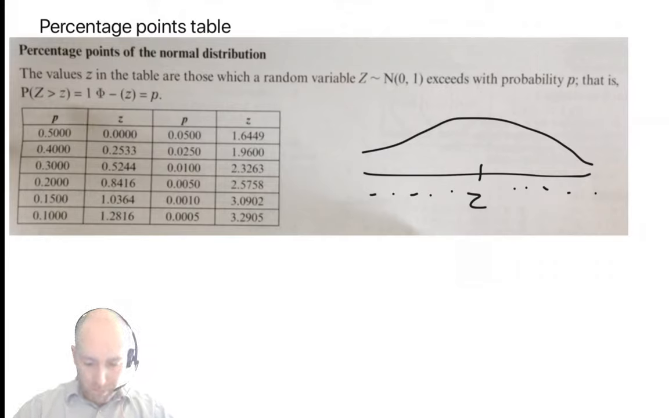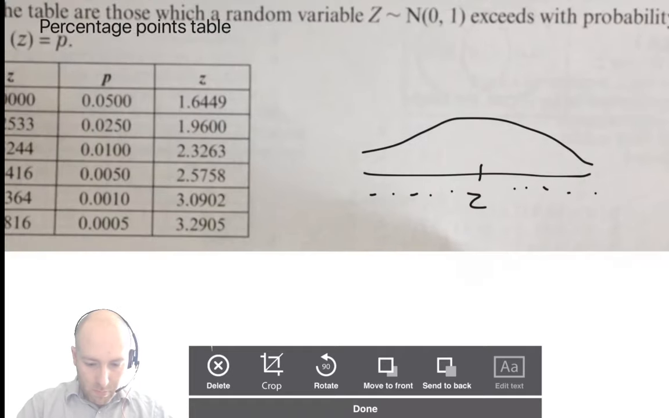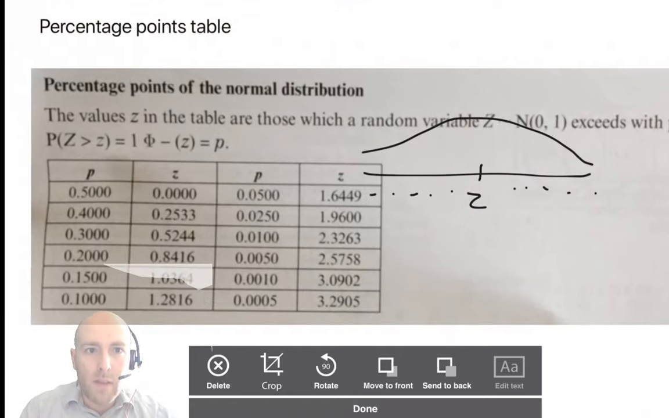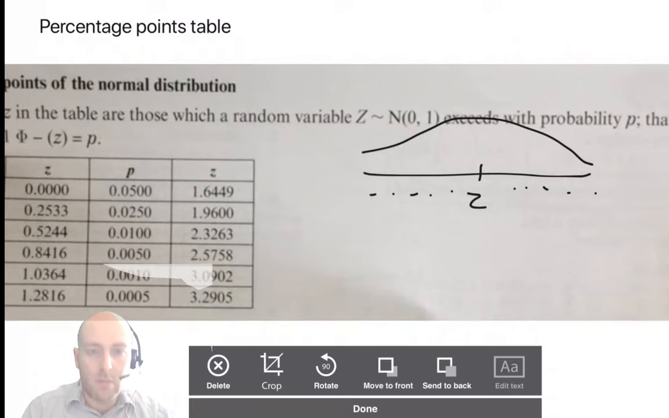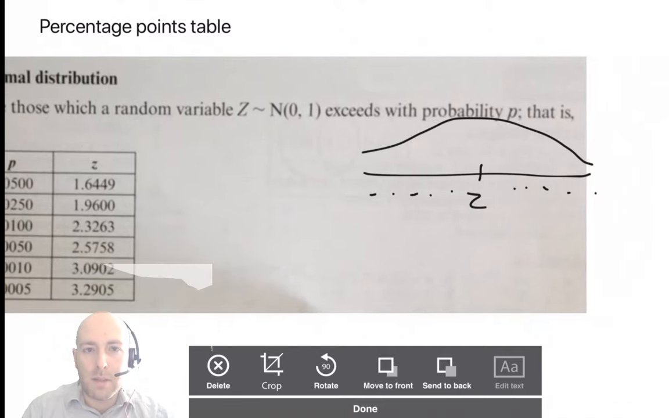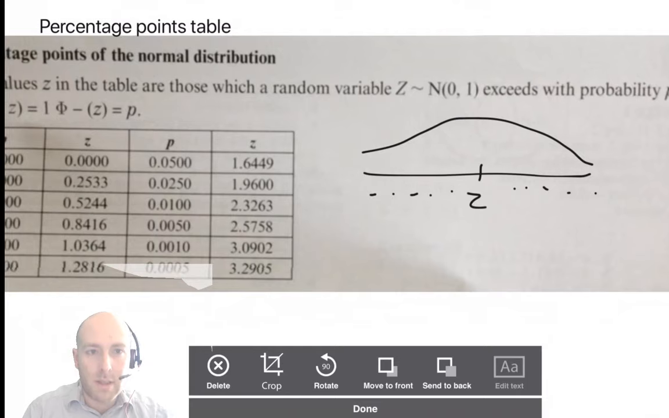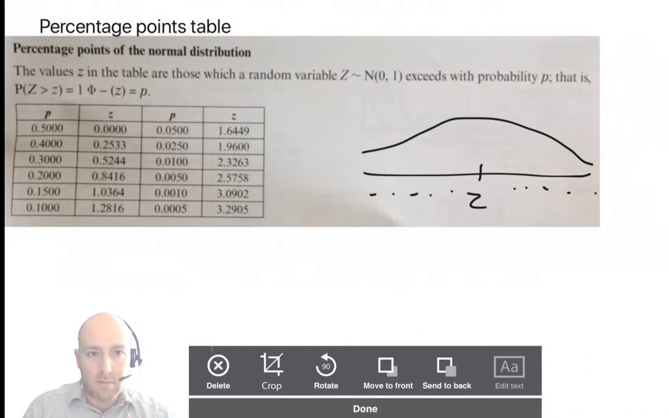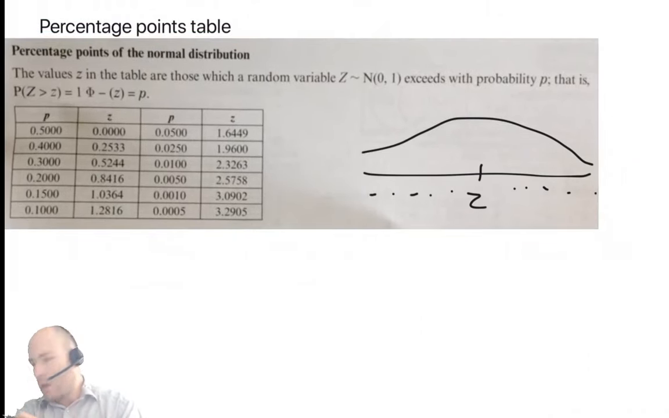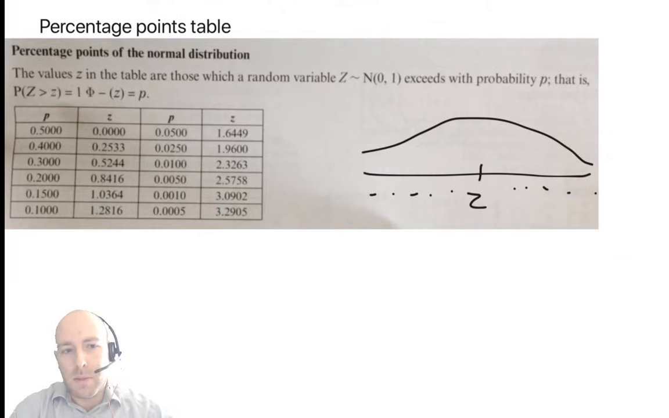So let's have a read through this. The values z in the table are those with which the random value z, so the distribution there, exceeds with probability p. Okay? In algebra, it says the probability z is greater than z is phi minus z, which is p. So the bit you need to pay attention to there is this is a table for greater thans. Okay? You don't need to memorize the table. No, it is given to you in the exam. You just need to remember it's there and be able to find it. It's just in the stats section of the formula booklet.